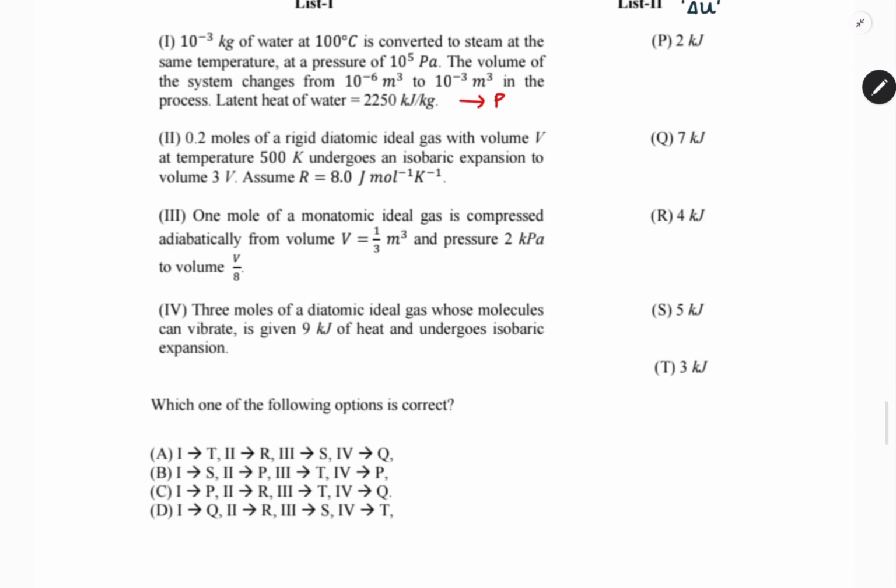So if we look at the following, we can see that option P is matching only in the C option. So we can straight away from here itself, no need to solve anything else, just say 1 matches with P and the rest is done. We don't have to go to anything else. But as I mentioned, I will be solving the entire problem.